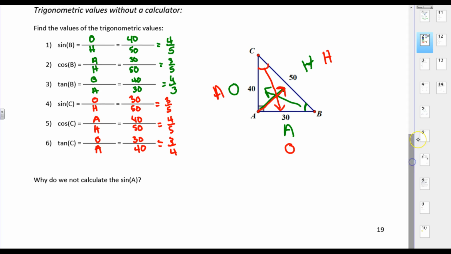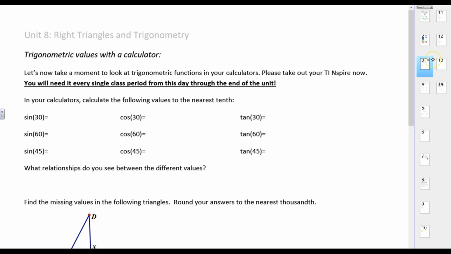All right, guys, let's think about this. Why do we not calculate the sine of angle A? Well, when we look at angle A right now, that's 90 degrees. Do you notice how the hypotenuse and the opposite side of angle A happen to be the same value? We don't calculate the sine of angle A because it's our right angle, and the opposite and hypotenuse are essentially the same segment, so it doesn't make any sense for us to calculate it. All right, let's keep going on.